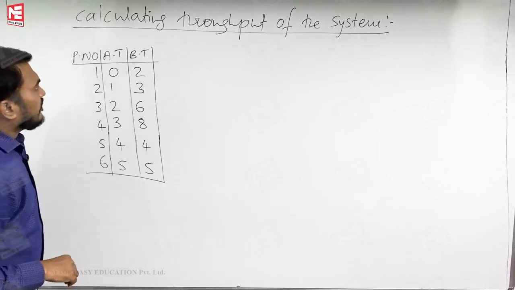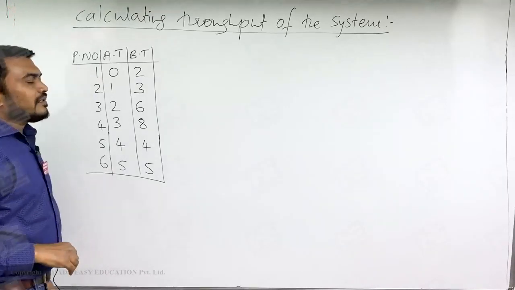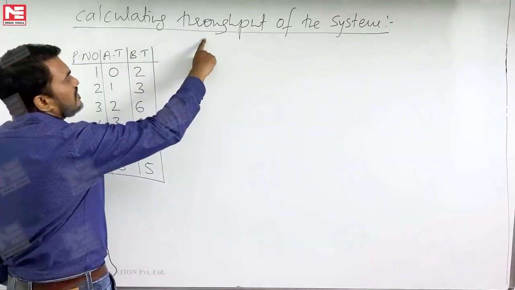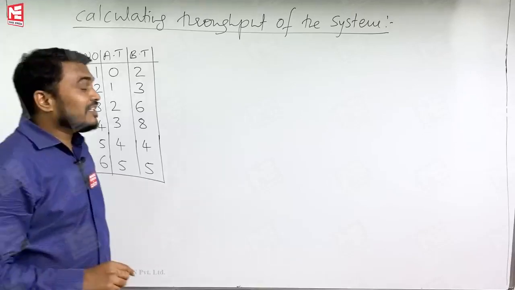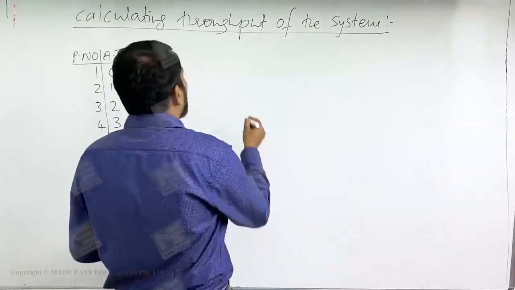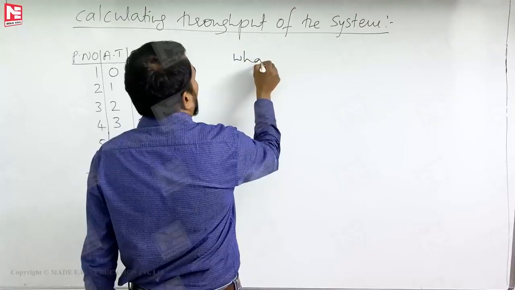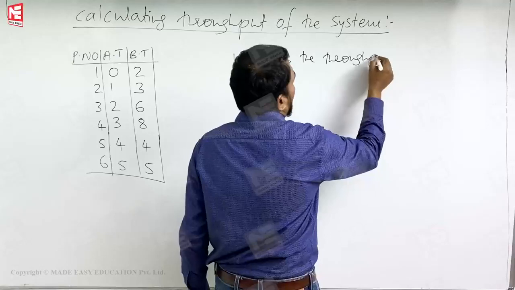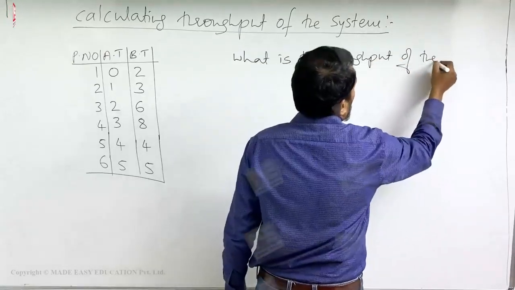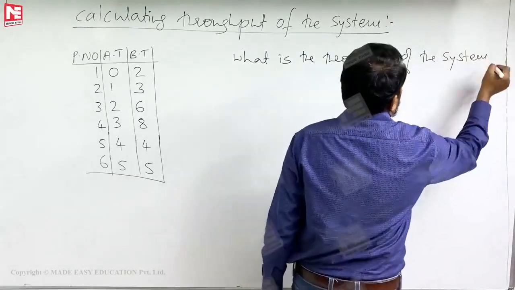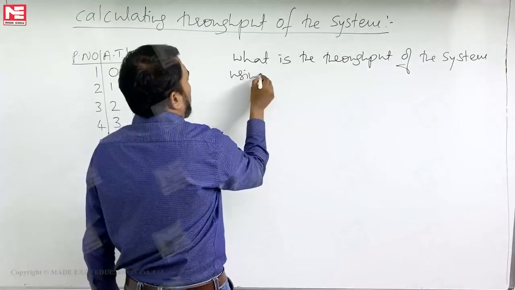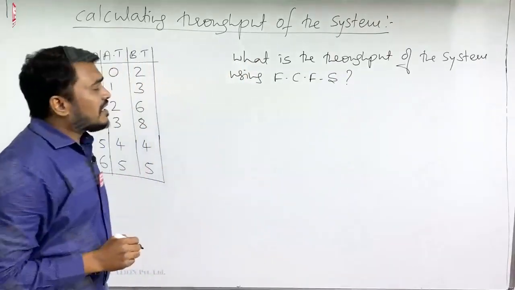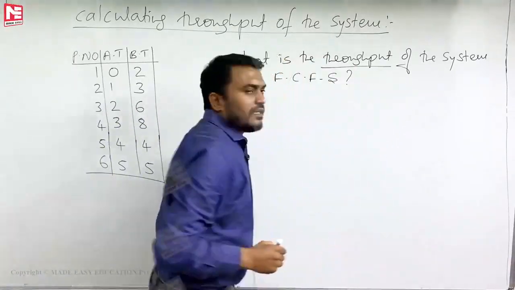Now just copy this question and give it an attempt from your side. Check how you calculate the throughput. I gave you the definition in the first day class. Now the question is, what is the throughput of the system using FCFS, first come first serve? It is asking only for throughput of the system using FCFS.